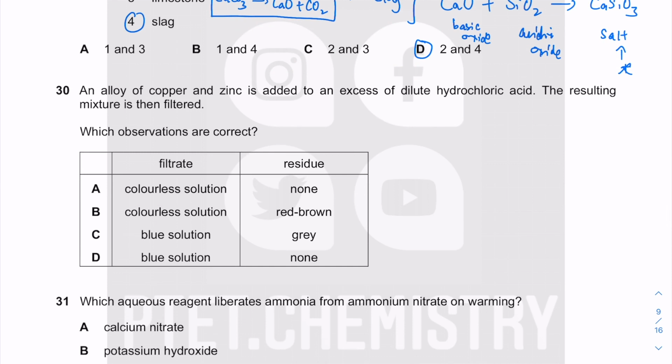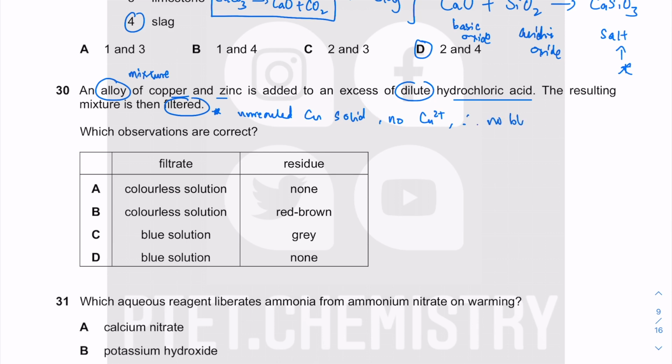Number 30, you have an alloy. An alloy is a mixture, so you're just mixing two metals together, and you have copper and zinc. You have dilute hydrochloric acid. First of all, when you filter it, you get unreacted copper solid, so no copper 2 plus, therefore no blue solution. So your solution will be colorless, but your residue will be red-brown, or sometimes they call it pink-brown solid, which is copper solid. Now this is basically about the reactivity series.